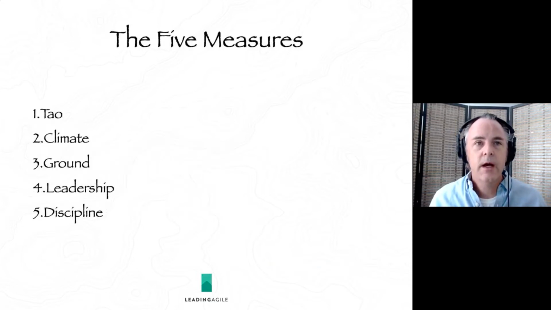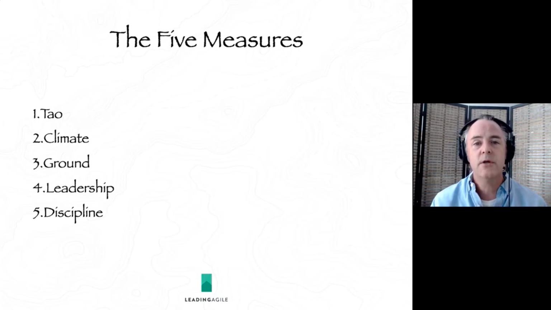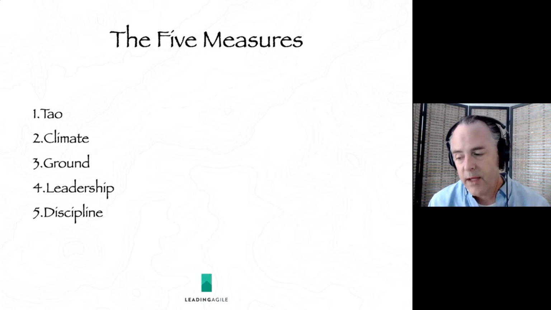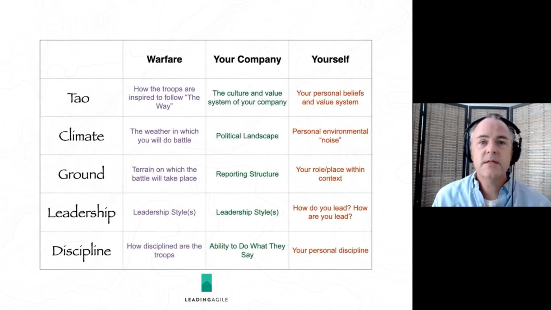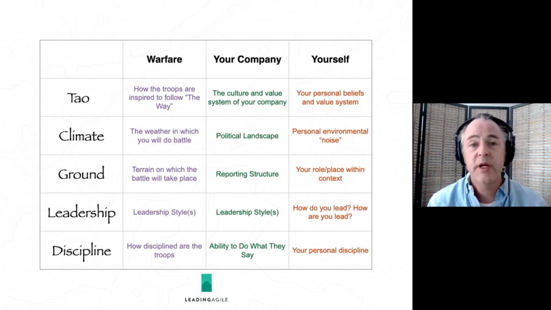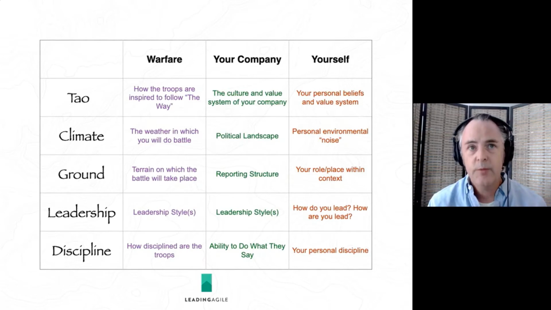So the 5 measures, as Sun Tzu calls them out, are the Tao, the climate, the ground, the leadership, and the discipline. So I'm going to explain what these things are. I'm going to explain how they connect at a personal level, and I'll show you how they could connect organizationally as well. So this is the table that I put together to try to explain this. I have another Canvas tool that's built for PMOs that are trying to figure out how to redefine their purpose so that they can be valuable in an agile organization. So that's why I've got your company as well.